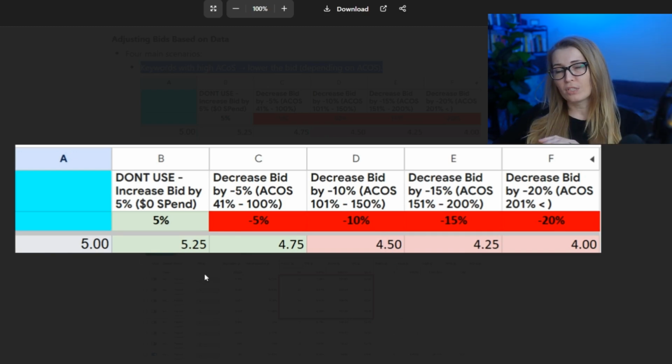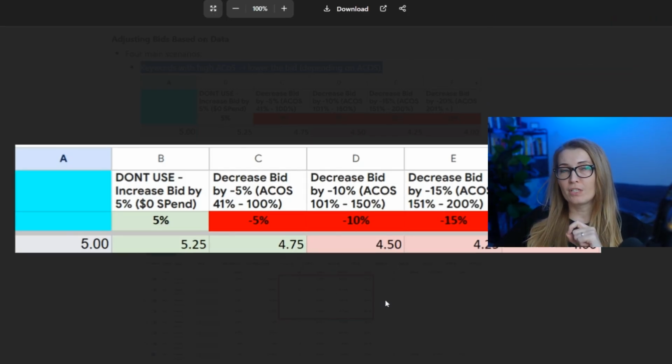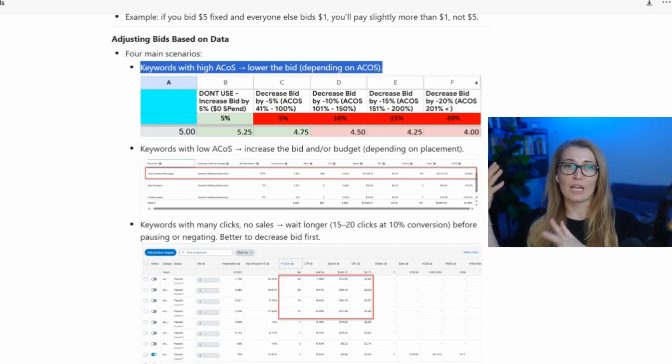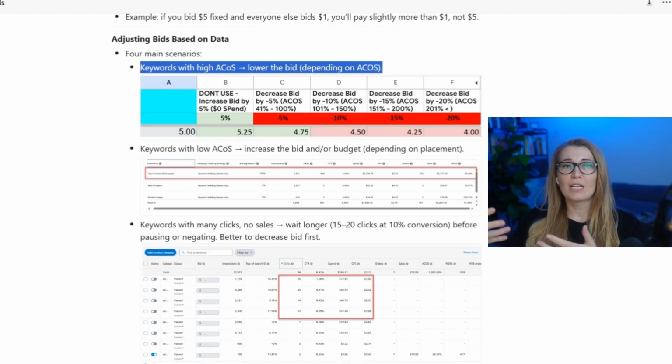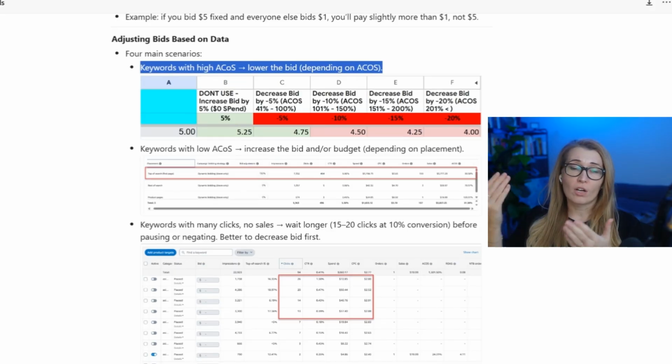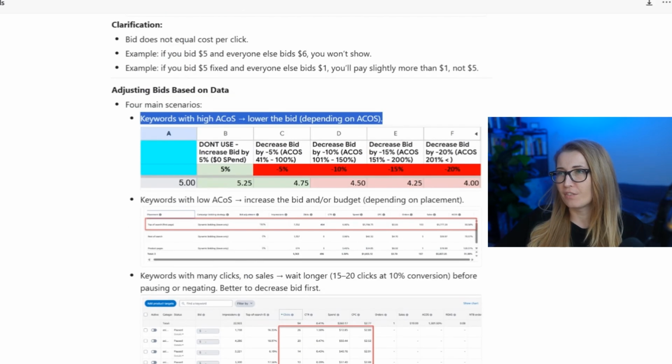Very, very important. I would suggest you decrease bids more gradually, rather than cutting them right away. The simple reason for that is Amazon gives a 12 to 48 hour attribution window. So it might be that you actually gained more sales in the meantime, your actual ACOS is going to be way lower, and you're going to just cut down on profitable sales, which we don't want to do. So that is the first scenario.